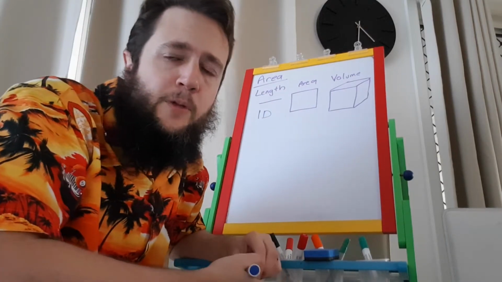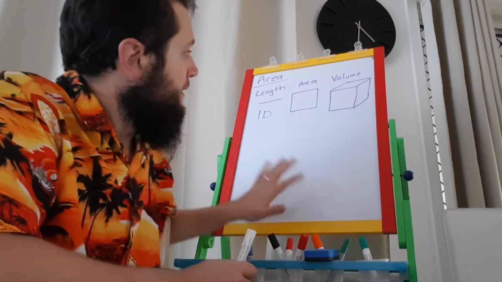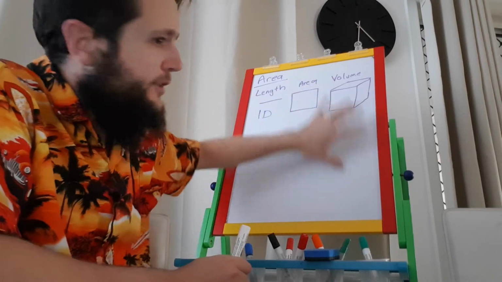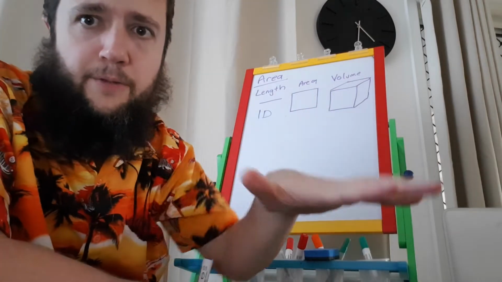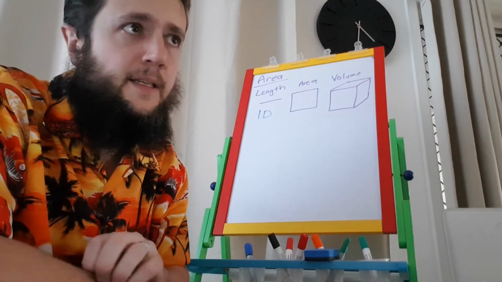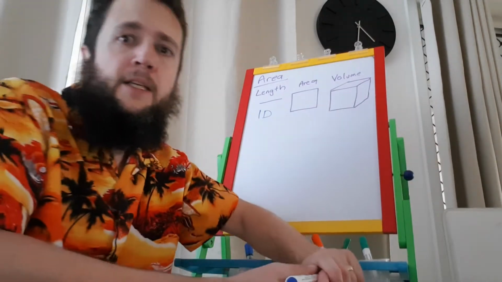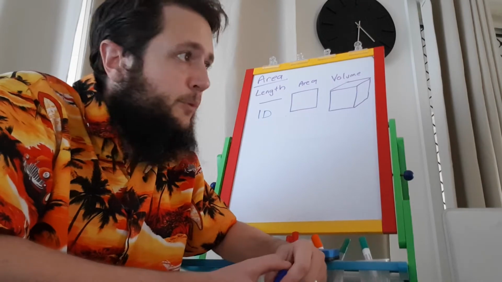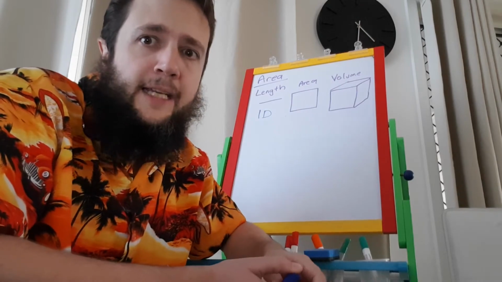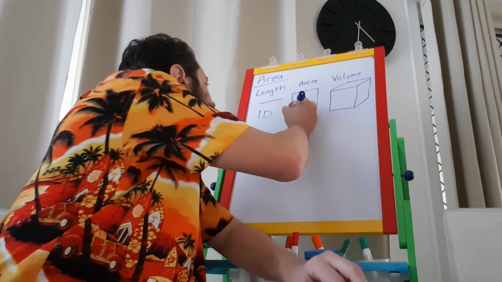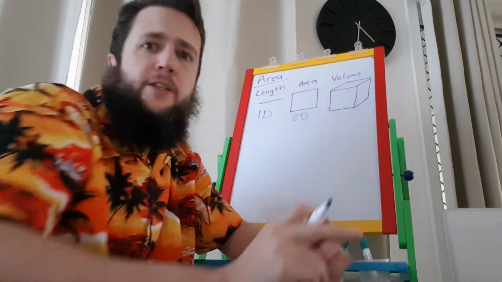Area, on the other hand, is when we start talking about surfaces, like the surface of this board here, or the surface of this table that everything is sitting on that you can't quite see, or the surface of the floor, how much floor covering would be needed in a room. At that point, we're talking in two dimensions. There's a length and there's a width. Area exists in two dimensions.